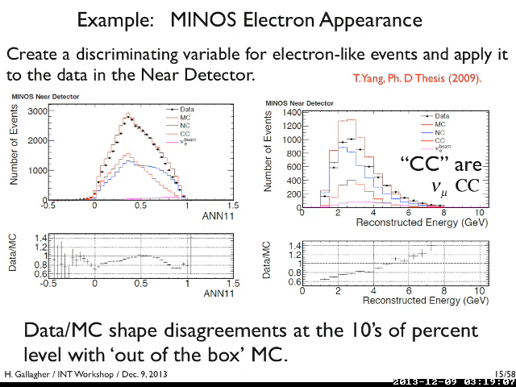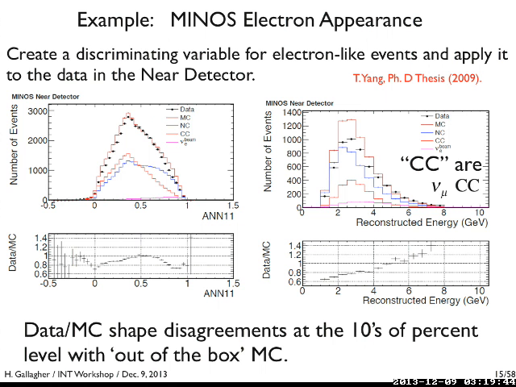And so, if you just run the Monte Carlo, in this case it was NuGen, the predecessor of Genie, right out of the box, and you compare your data to your Monte Carlo, we could look at a lot of different kinds of distributions. This is the comparison in terms of a discriminating variable where things that are electromagnetic are supposed to be close to one, and things that are less electron-like are supposed to be close to zero. Whether you're talking about normalization or shape, there are pretty substantial discrepancies at the order of tens of percent.